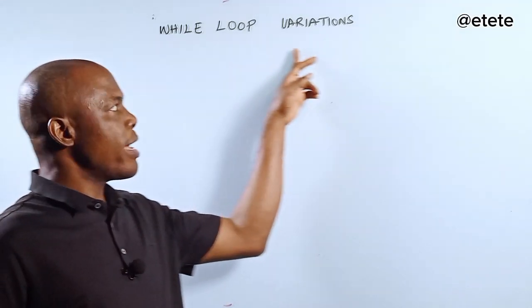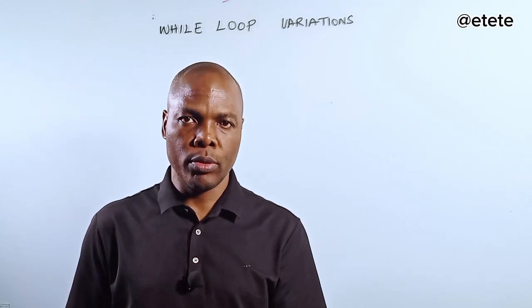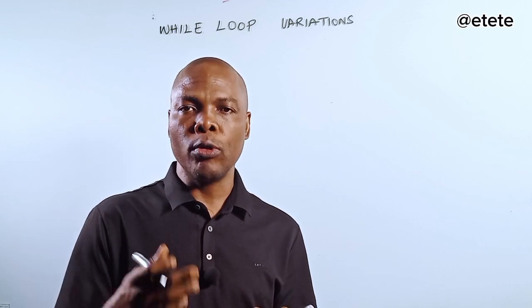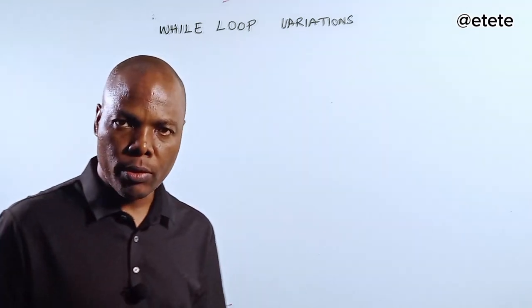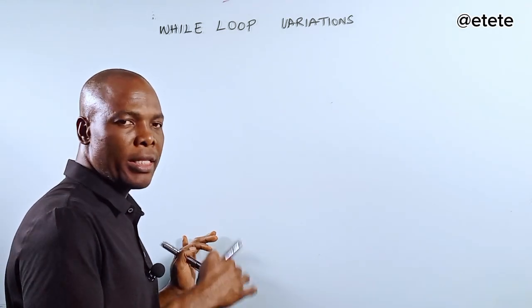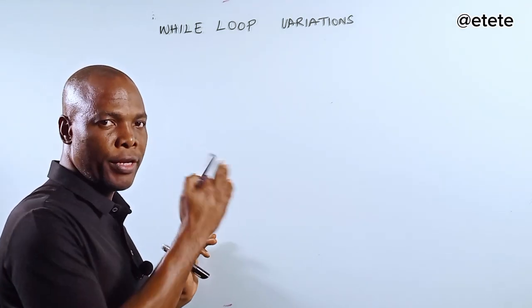Yeah, welcome to today's class. Today we want to look at while loop variations. Now, the last class we did while loop, right? And I told you we have while loop, for loop, do while loop, and then nested loops. Last class we did the standard while loop. Now I'm going to show you the different variations.